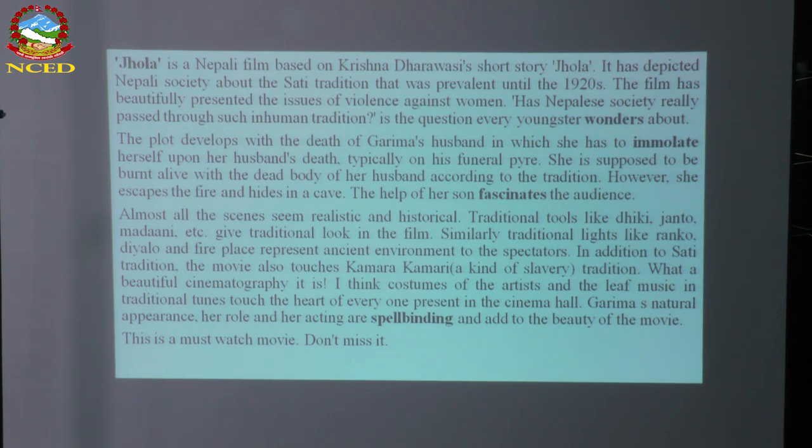Now the same here, let's read it. Jhola is a Nepali film based on Krishna Dharavasi's story Jhola. It has depicted, it has reflected Nepali society about the Sati tradition that was prevalent until the 1920s. The film has beautifully presented the issues of violence against women. Has Nepali society really passed through such an inhuman tradition? This is the question every youngster wonders about.